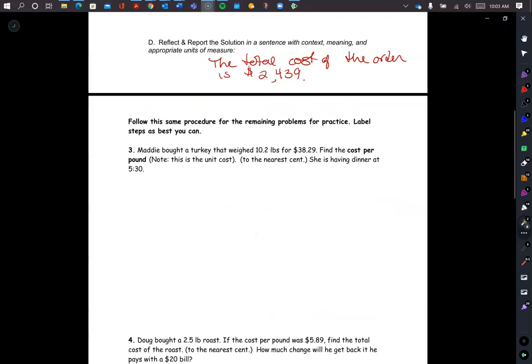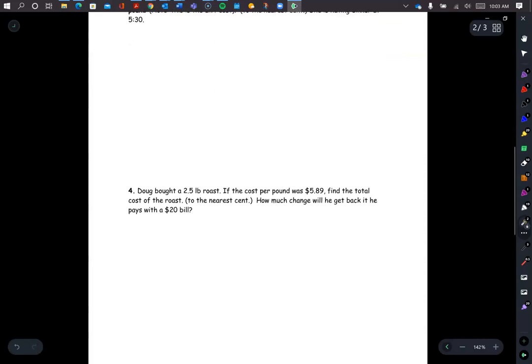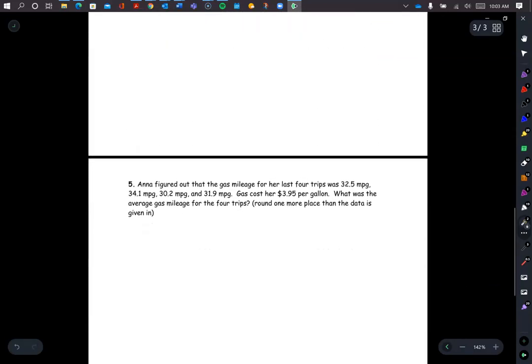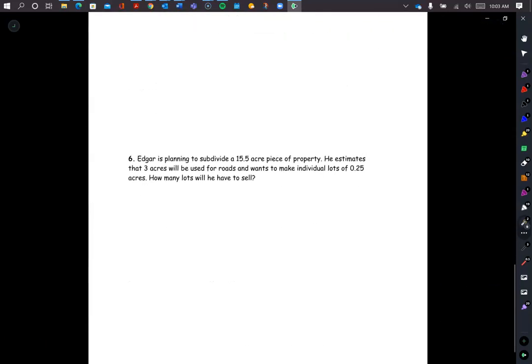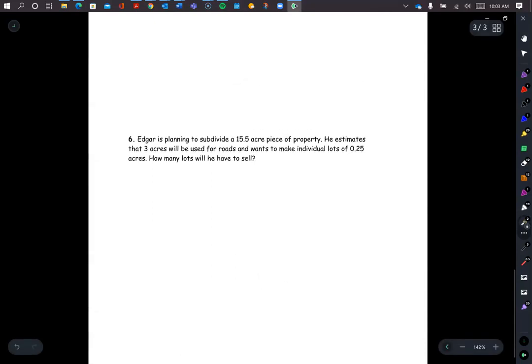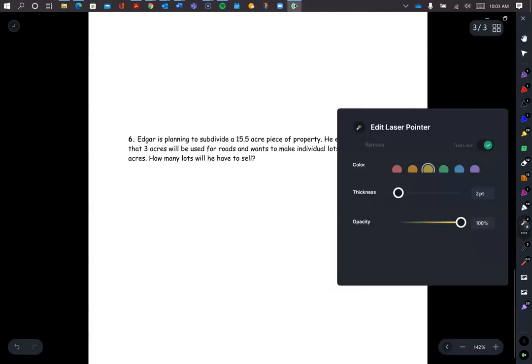So these say, do the remaining problems for practice and label steps as you can, so you can go through and do those. I am going to actually do one more for you, though, down the bottom here, because it's a little bit different setup. So this one here, and if you want to just do it on your own, that's fine too.